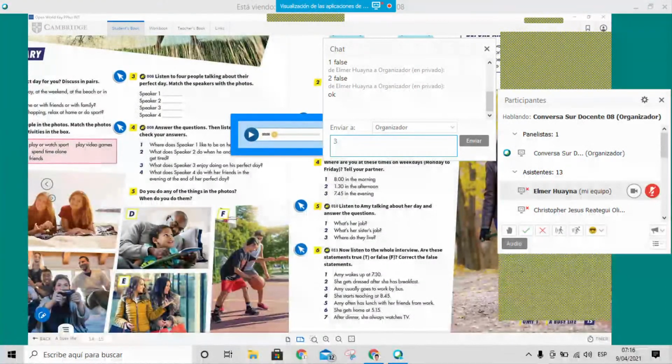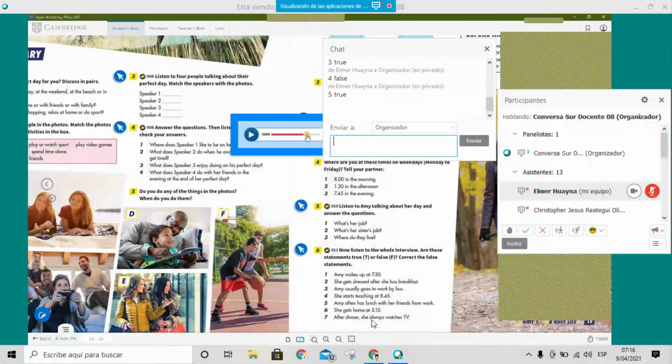Number 3 is true. Yes. Number 4 is false. Excellent. 5 is true. Yes. 6 is also true. And the last one, 7, is false. No, because she says that she has dinner and then she watches television. Let's listen to that.